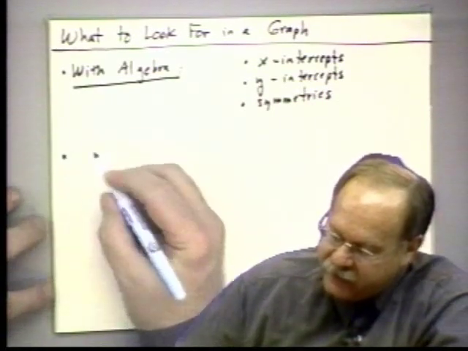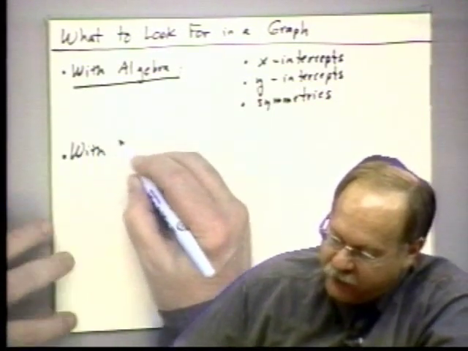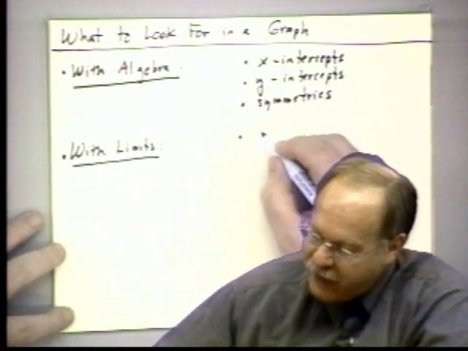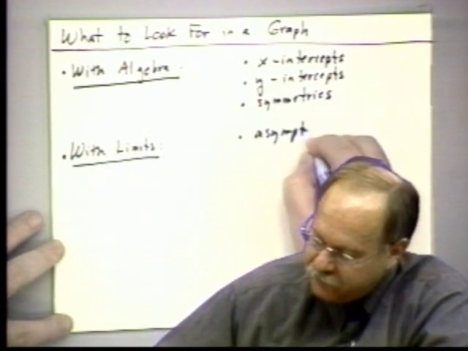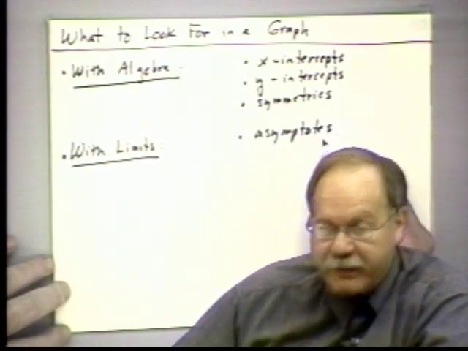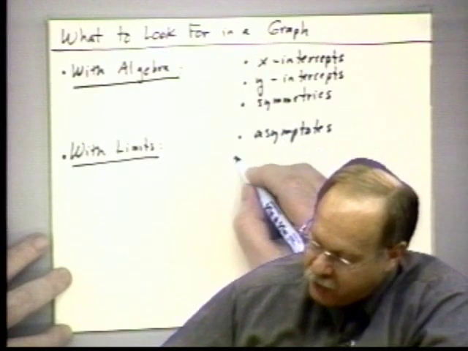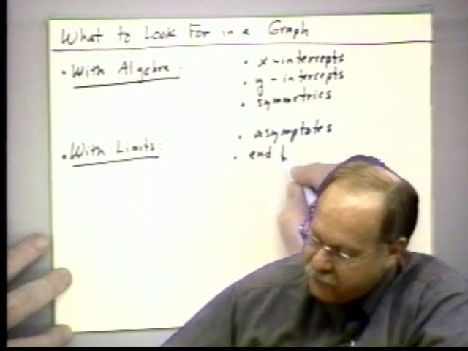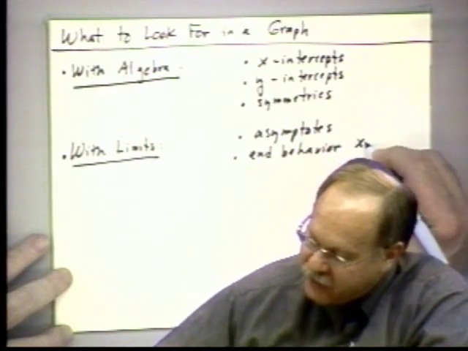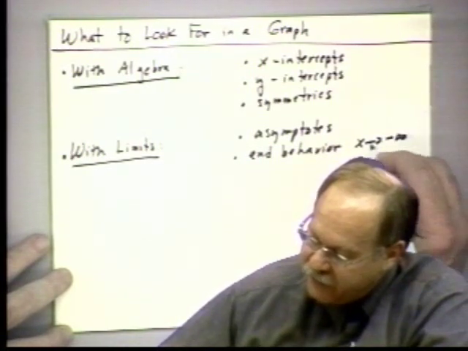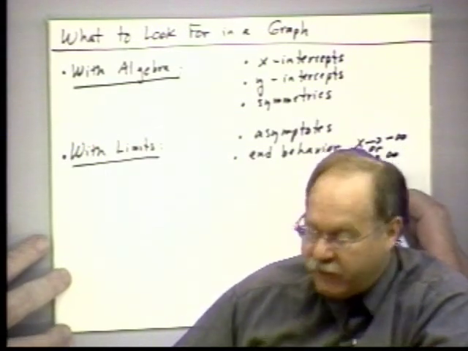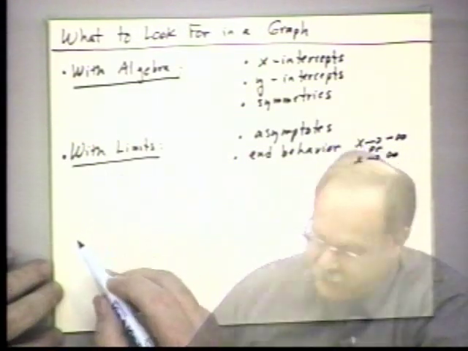Then as we move into the calculus, with our notions of limits, you can check for asymptotes. If you have rational functions, for example, or the trigonometric functions, you might be looking for asymptotes. You can also check end behavior. And what that means is check what happens as x approaches minus infinity or as x approaches infinity, and ask yourself what the function is doing. That would be done with limits.